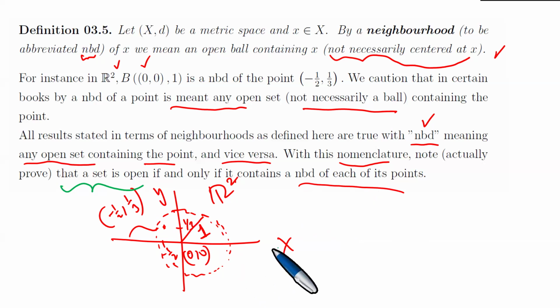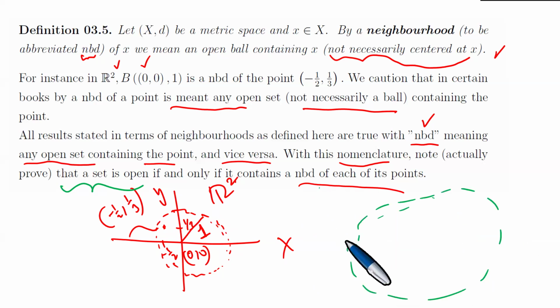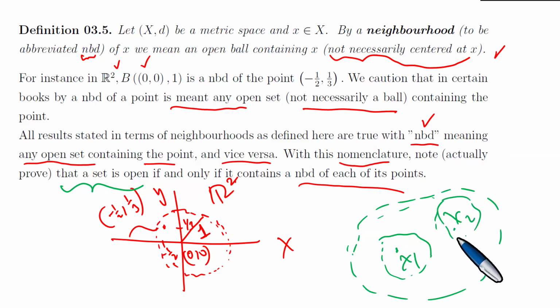So we characterize an open set in terms of neighborhoods and interior points. A set is open if and only if it contains a neighborhood of each of its points. So you can take each of its points, x1, x2, and there is a neighborhood for each of these points, and therefore this is most certainly the case. Let's move on to the next discussion.